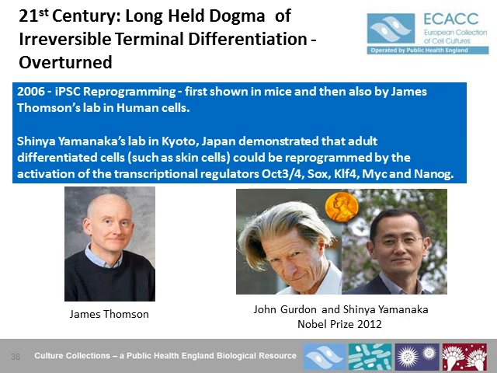2006 saw the demonstration of induced pluripotent stem cell reprogramming. iPSC, as it's now known, was first demonstrated in mice by Shinya Yamanaka's lab in Kyoto, Japan, and then in humans, simultaneously by Yamanaka and also by James Thomson's lab in Wisconsin. John Gurdon and Shinya Yamanaka were awarded the Nobel Prize in Physiology or Medicine in 2012 for the discovery of iPSC reprogramming.